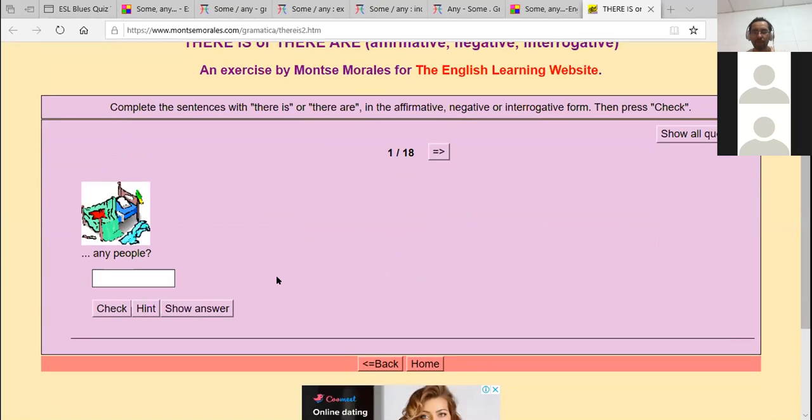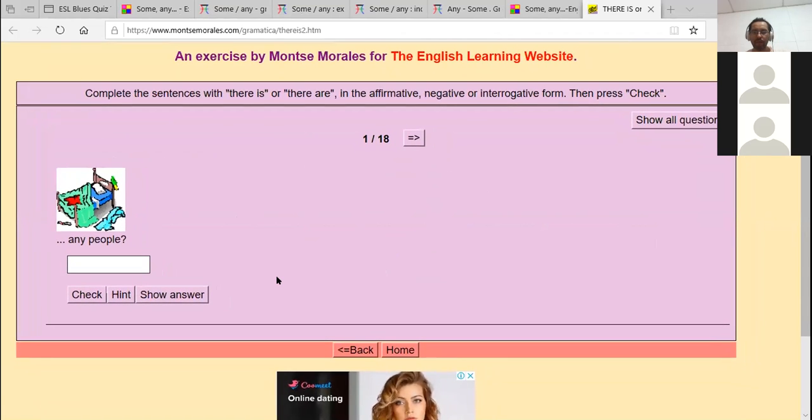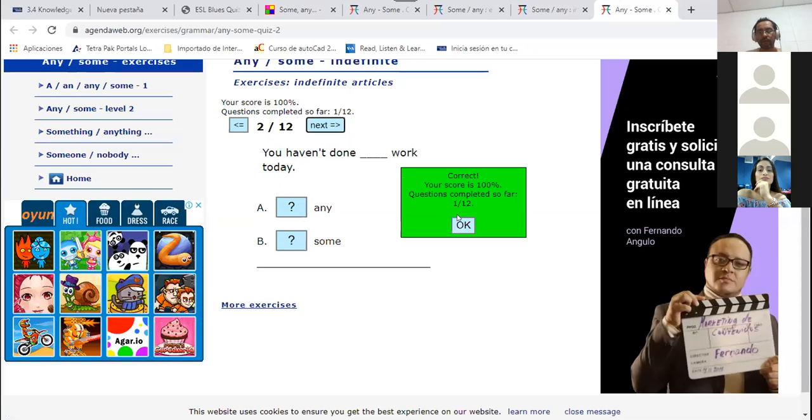Complete the sentences with there is or there are, in the affirmative, negative. Next. You haven't done any work today. Any work. Okay, next. I can see a dog, a cat, and some cows. It is the same in the other exercise.